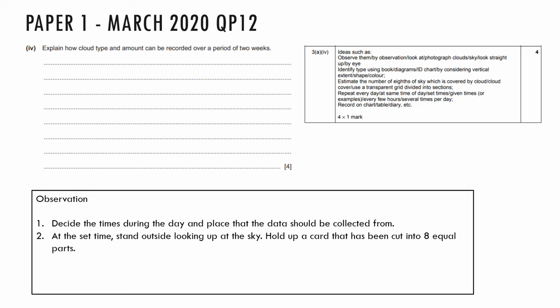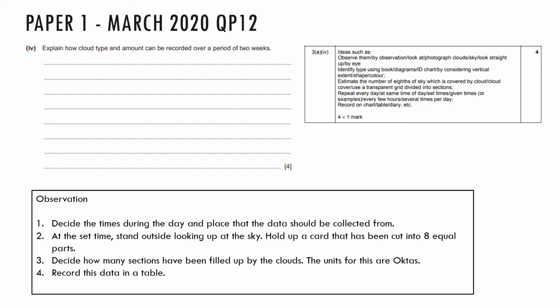At the set time, stand outside looking at the sky, hold up a card that's been cut into 8 equal parts. Decide how many sections have been filled up by the clouds. The units for this are octaves. And record this data in a table. Again, look at the mark scheme, you can see I've incorporated that into my notes. And again, this is something that you might want to do as you find past examples: if you're unsure, look at the mark scheme and include those into your revision notes.